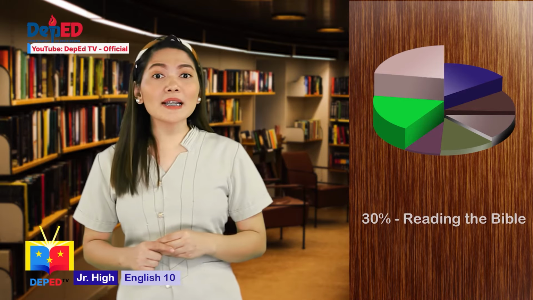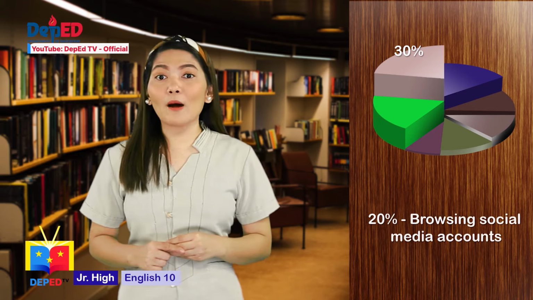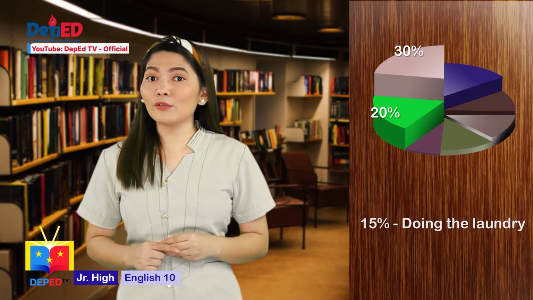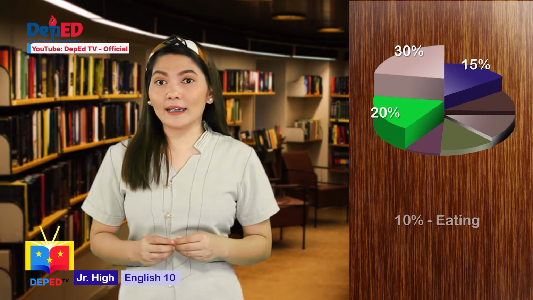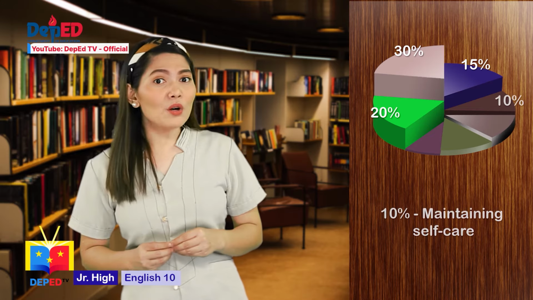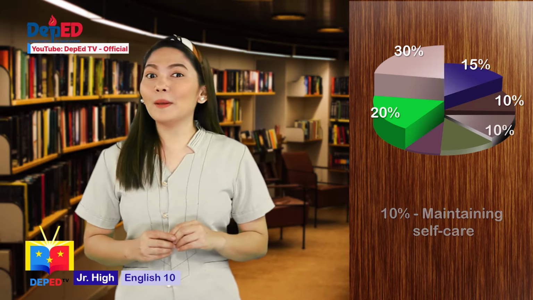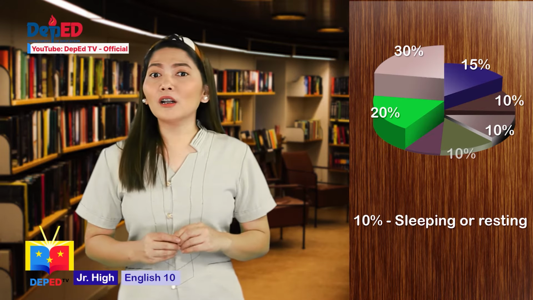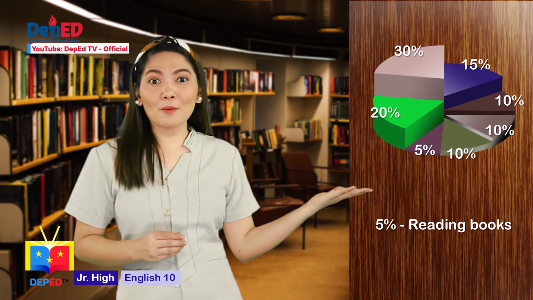For example, when explaining how I spend my weekend using a pie graph, it could be like this. I use 30% of my time for reading the Bible, 20% for browsing my social media accounts, another 15% for doing the laundry, probably 10% for eating, 10% too for maintaining self-care, girl thing, you know, maybe another 10% for sleeping or resting, and 5% for reading books. Now we have a pie graph.